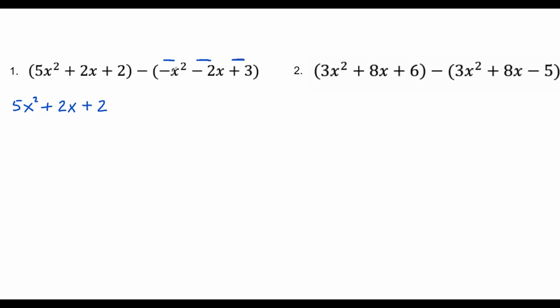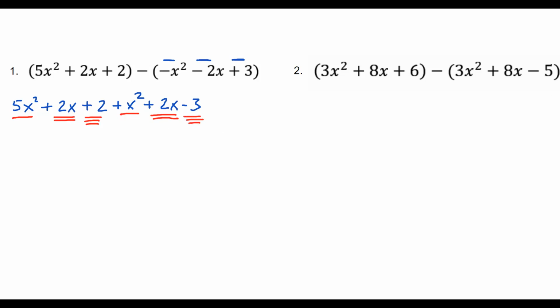So 2 negatives in front of the x squared makes that plus x squared. 2 negatives in front of the 2x make that plus 2x. Those cancel. And in front of the 3, we have a negative and a positive, and we know that that leaves us with a negative. Now we can go ahead and identify our like terms. We have 5x squared and x squared. We have 2x and we have 2x. We have plus 2 as a constant, and we have minus 3.